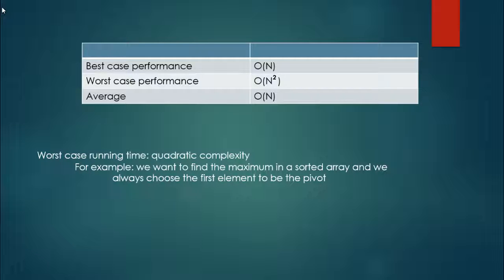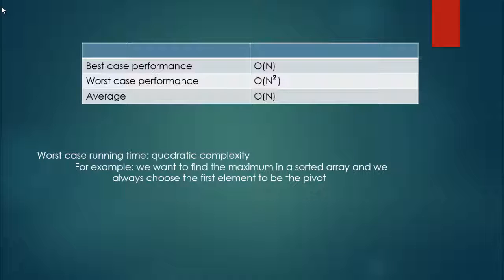So the best case performance is linear, O(n), but the worst case scenario is O(n squared), so quadratic, not so fast. The average running time is O(n), so in the main, if we run our algorithm several times, it's going to do okay. But the worst case running time is the so-called quadratic complexity. For example, we want to find the maximum in the sorted array, and we always choose the first item to be the pivot. In this case, this is the worst case scenario, O(n squared). It is very, very slow.